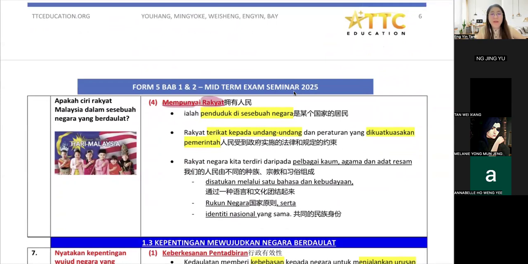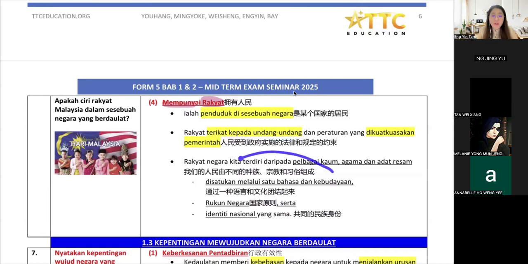When the moment we have the power, it means that we have our own citizens. That's why we have the citizenship. So, yes, this is very easy only. You say that citizen is penduduk di sesebuah negara. Citizen is referring to those people who stay there, okay? And they need to abide with law. They need to follow the rules.